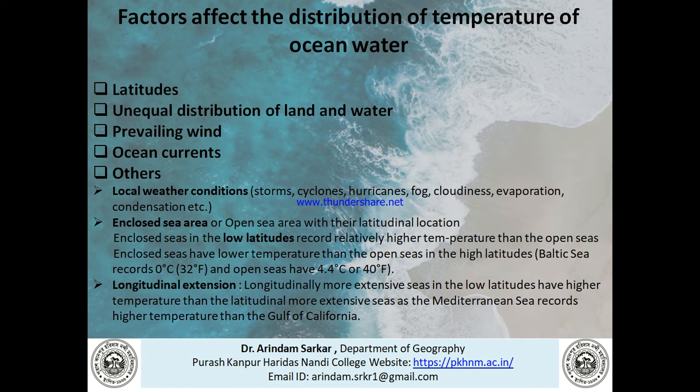Now the factors affecting distribution of temperature of ocean water. We also know that the temperature of ocean water is not equally distributed all over the world. The first factor is latitude. The temperature of surface water decreases from the equator towards the poles because the insolation becomes more and more slanting, and thus the amount of insolation decreases poleward accordingly.